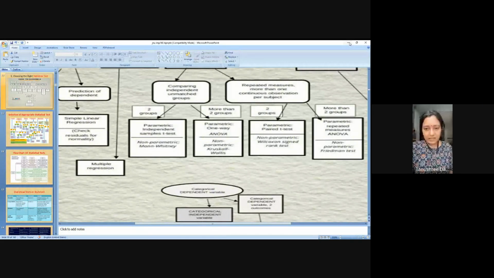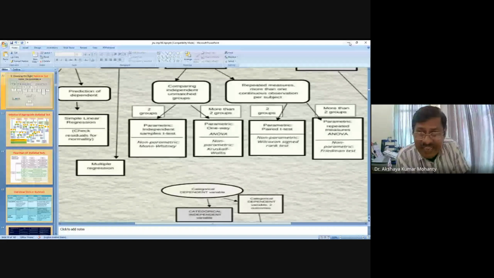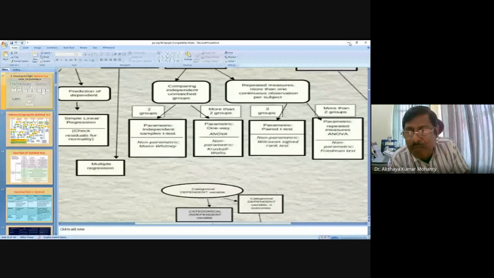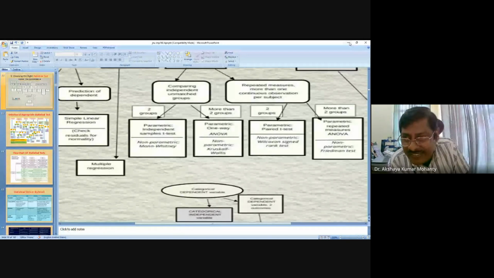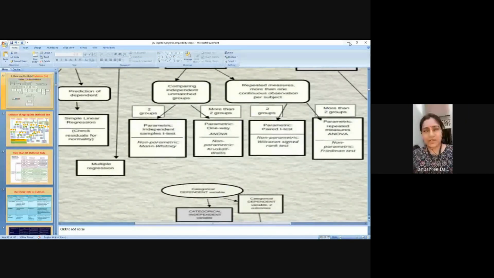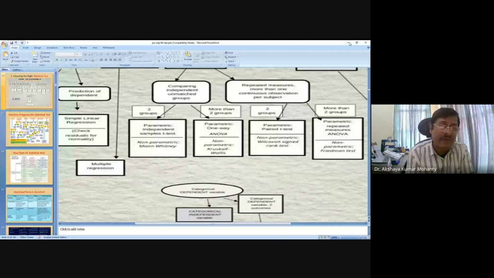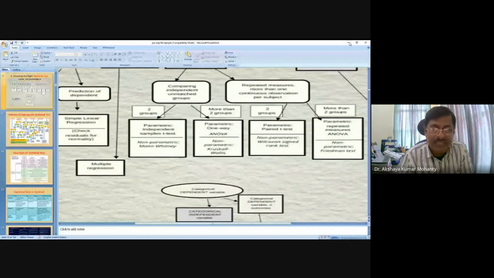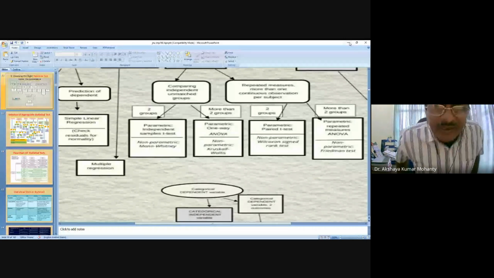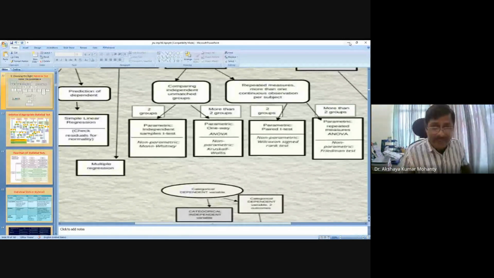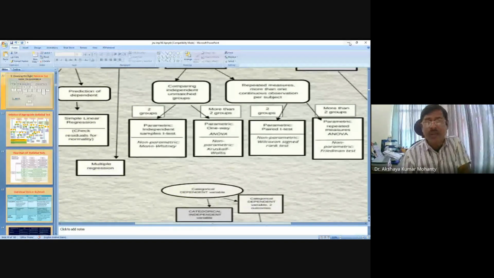Please, Tanusri Das, are you asking? Sir, in one of your slides, chi-square test slash Fisher's exact test. What is the difference between these two? I'm telling you the difference. I promised while I was showing the slide that later on I would tell, but I forgot. Now you have recalled it and reminded me.